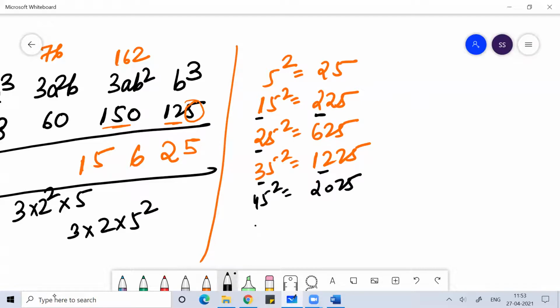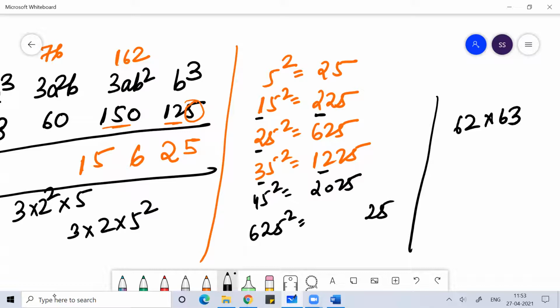What is 45 square? 2025. Now if I want to find 625 square, what I need to do is, the last two digits are 25 and I need to multiply 62 into 63.